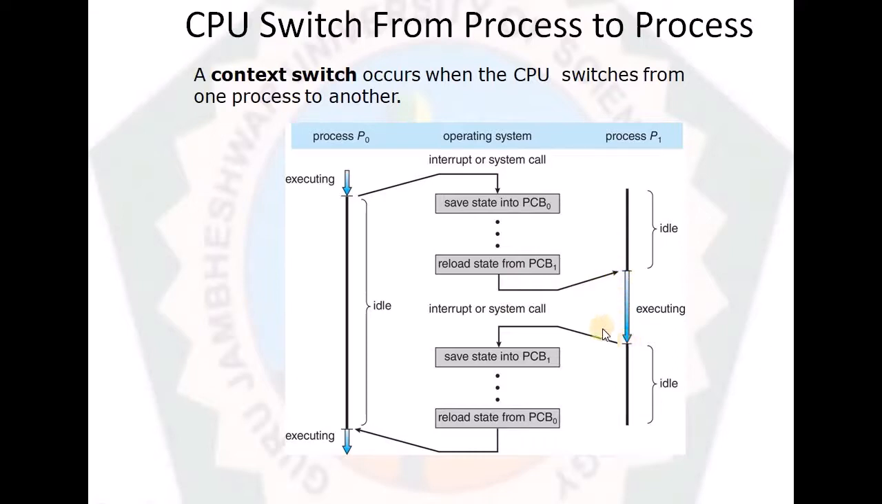After some time it is possible that an interrupt occurs, and all the execution that process P1 has completed till this time, T0 to T1, is stored again in the PCB of process 1. Now again the CPU is free. The CPU can shift to the process P0. If we want to execute this particular process, we have to reload the PCB information, and once it reloads, it starts executing. At this time the process P1 is again idle.